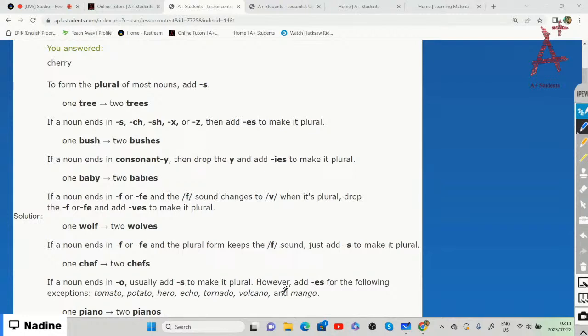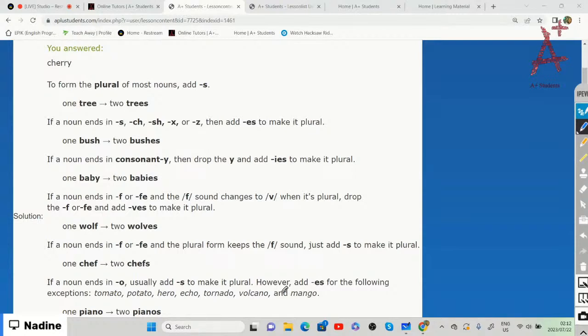Then if a noun ends in O, we usually just add an S to make it plural. However, we need to add ES for the following exceptions. And here we have a few examples. Like for example, with tomato: one tomato, two tomatoes. ES.